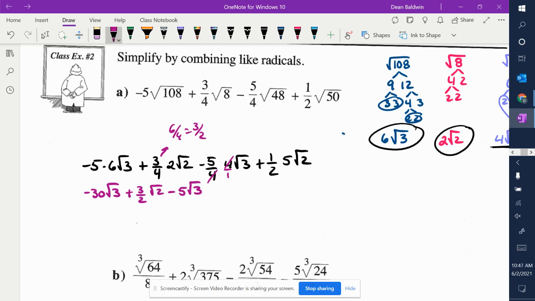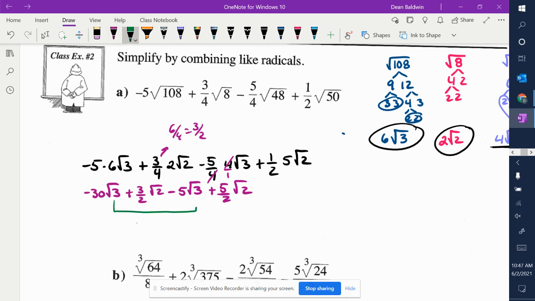And the last one, what's 5 times a half? 5 over 2 plus 5 over 2 root 2. Okay. So now we've simplified all the terms in front. Now we can start adding and subtracting. So what are my like terms here? I.e., what have the same radicands?